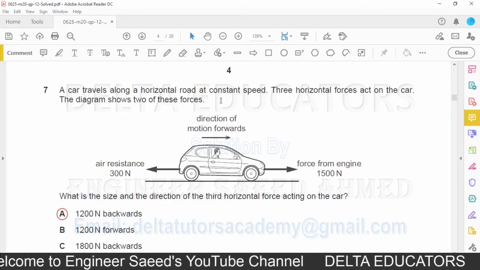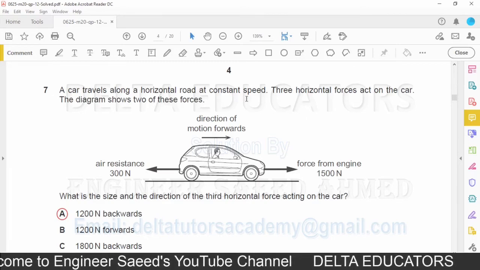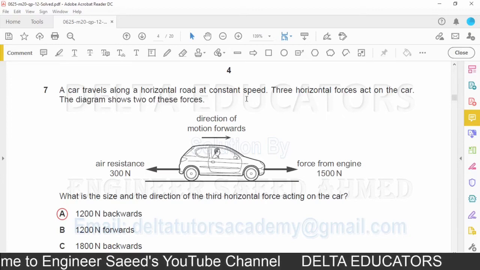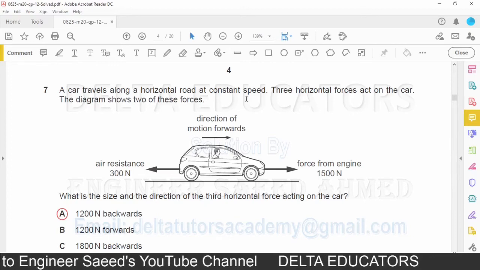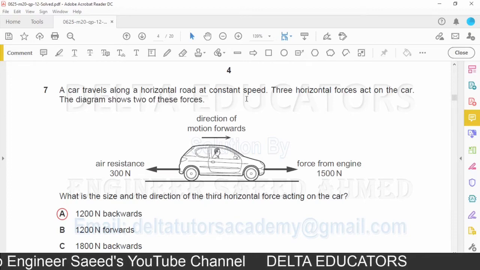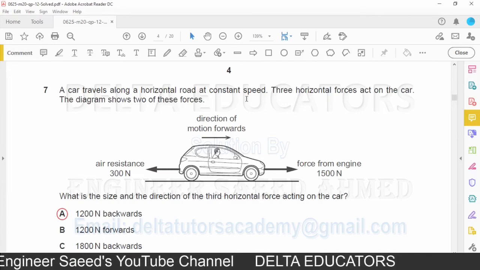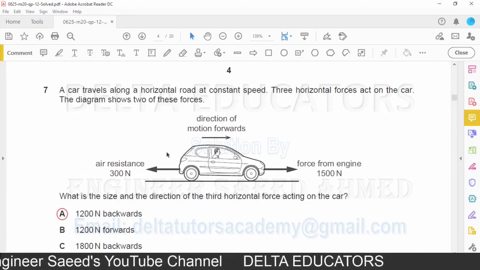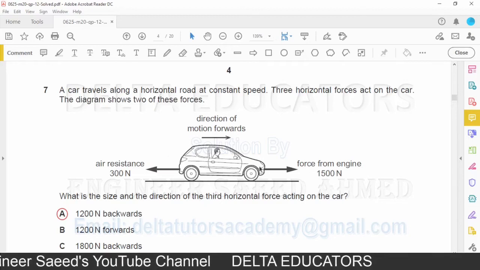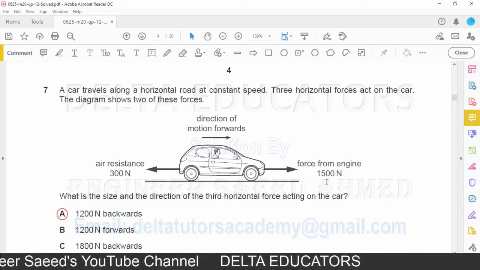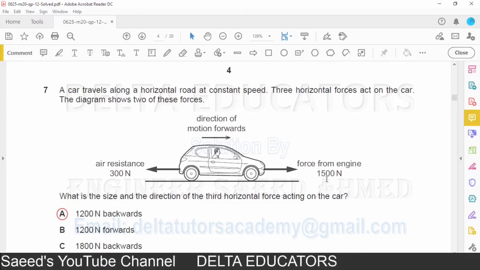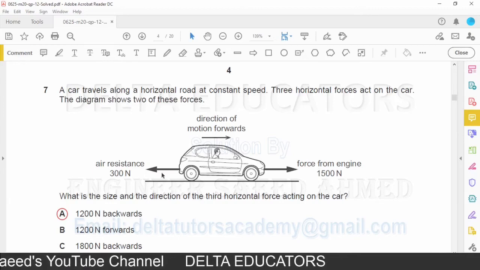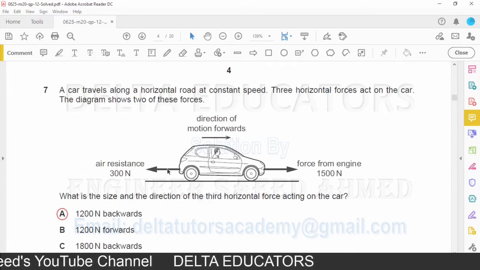Here it is given that the car is traveling at a constant speed. Constant speed means acceleration is zero. Since acceleration is zero, we can say the resultant force is equal to zero. And resultant force equal to zero means the right hand side force should be equal to the left hand side force. Now in the forward direction the force is 1500 Newton. In the backward direction there is a force of 300 Newton.